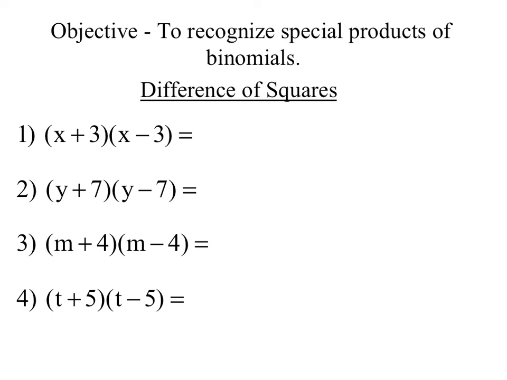Today we're looking at section 5.10 and 5.11. 5.10 is on special products of binomials. The first special product we're going to look at is called difference of squares.